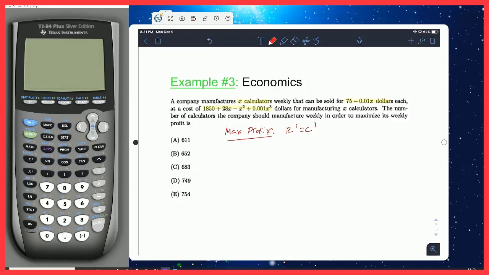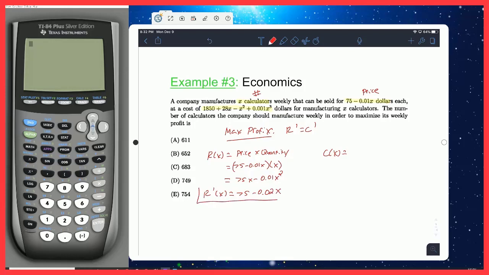So in order to find marginal revenue and marginal cost, you need to first find revenue and then cost. So let's start with revenue. Revenue, as we know by definition, is equal to the price times the quantity. In this problem, the price was given to us right here. Here's the price, so that's 75 minus 0.01x dollars. And we're going to multiply that by the quantity, which is right here. We're going to make x calculators. So the revenue is equal to 75x minus 0.01x squared. So marginal revenue, if I take the derivative, is equal to 75 minus 0.02x.